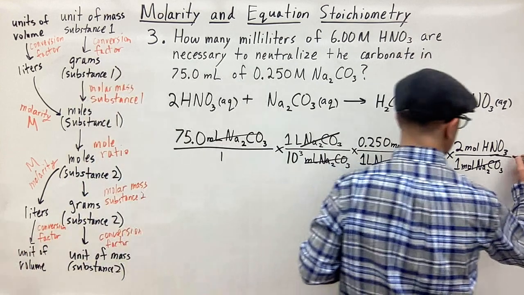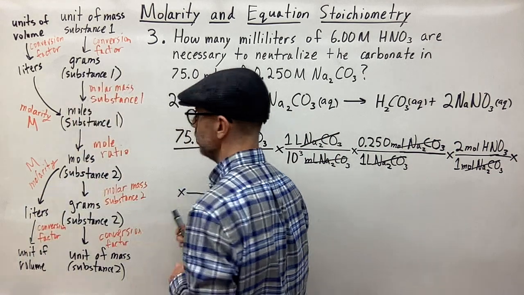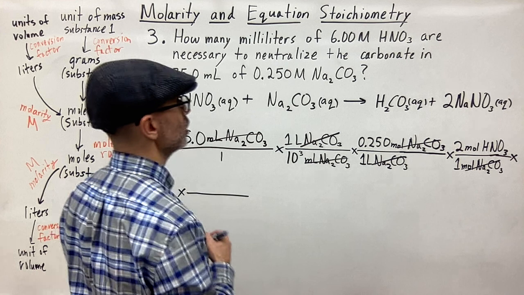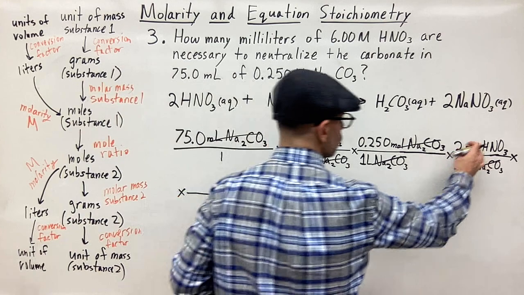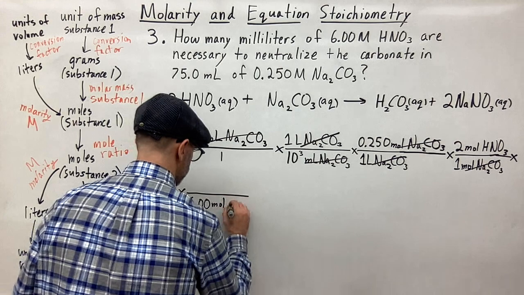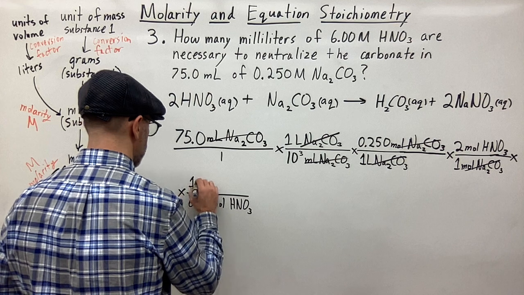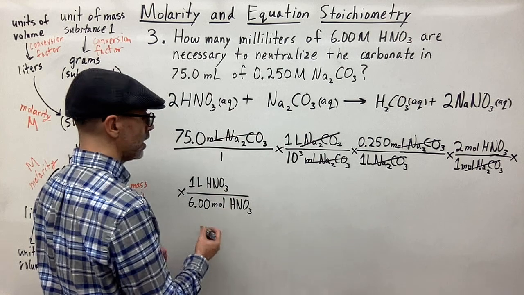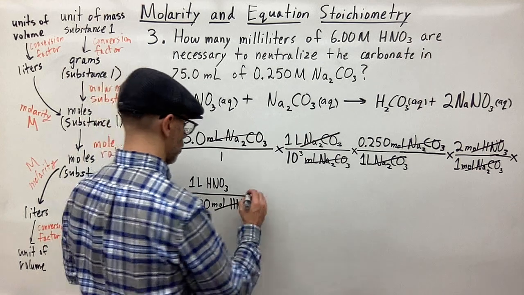So I'm going to keep going. So I'm going to continue down here. So now I need to use the molarity to convert to liters. They give me the molarity 6.0 molar. So that means it's 6.00 moles per liter. So here I have moles on top. So it's going to be 6.00 moles of HNO3 on the bottom and 1 liter of the HNO3 solution on top. So the moles of HNO3 cancel out. Now I have liters, and so I'm going to keep going.